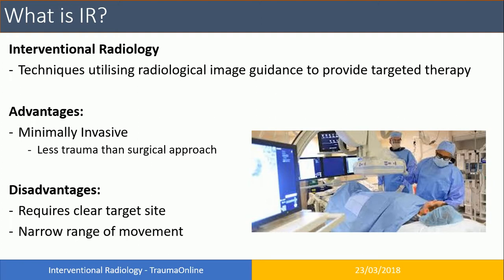less trauma and there's a lot less bleeding than if you go through a surgical approach in order to try and prevent hemorrhage. But on the other hand, it does require a clear target site, so it requires something like a CT scan to have been done prior to going to the interventional radiologist. And you do have a narrow range of movement, so if something happens with the patient, it may be necessary to still move to surgery if you find that there's a number of other sites of bleeding which you weren't aware of.